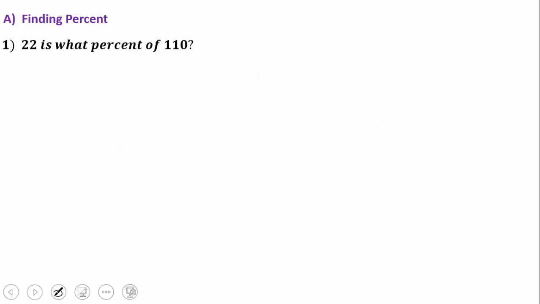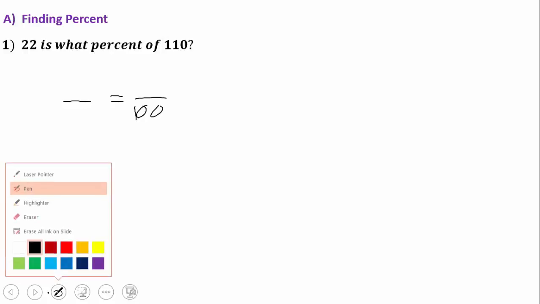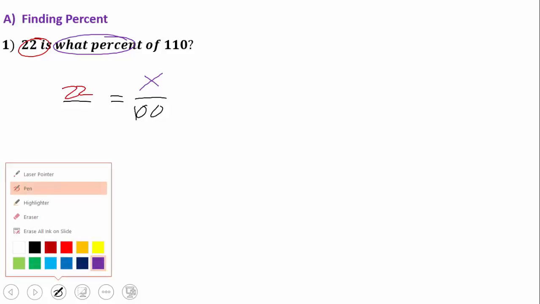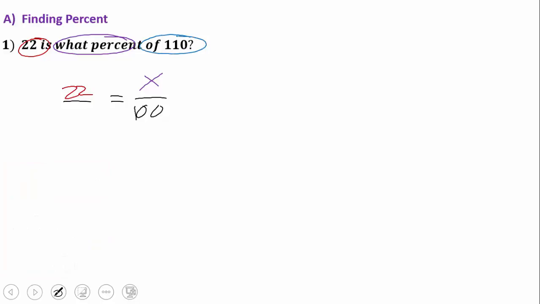So let's work it. Finding percent. Percent is one of the three types. We can find the percent, and it says 22 is what percent of 110? So I write my template, my two ratios that are equal, the second one out of 100. And I go, hey, 22 is, well, there's that word is, so that's the part, 22. What percent? I don't know what percent. I need a variable for that. I like to use X. You can use P. You can use any variable you want. And then it says of 110. Well, of is the whole, so of 110.